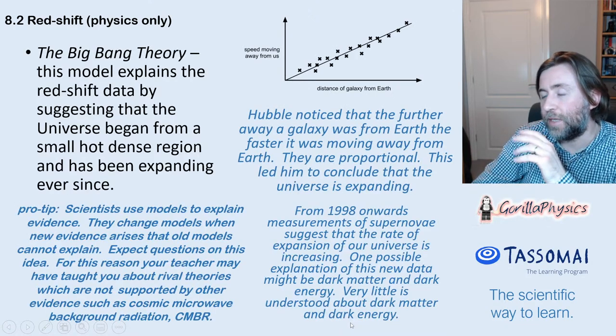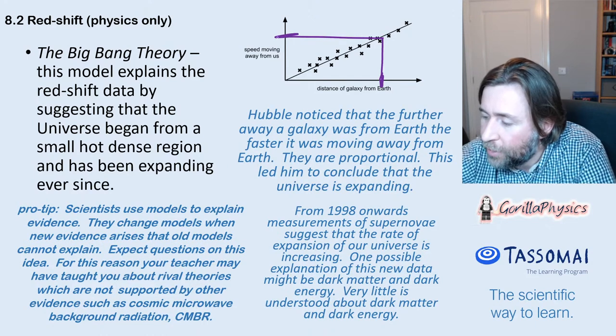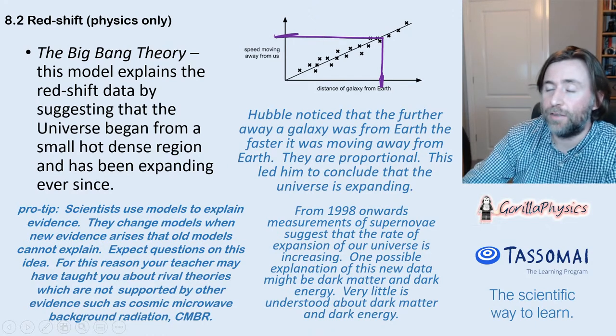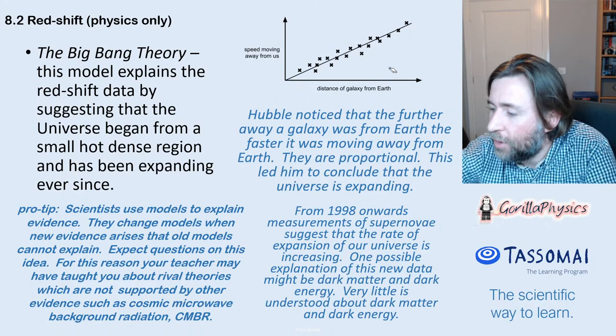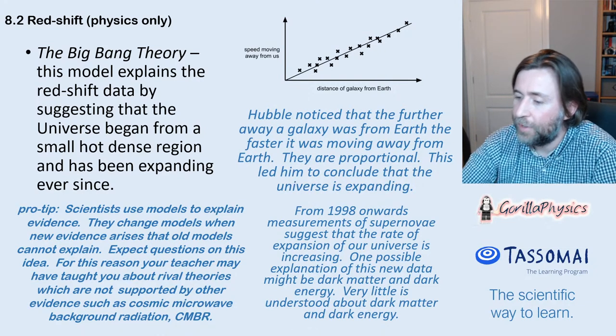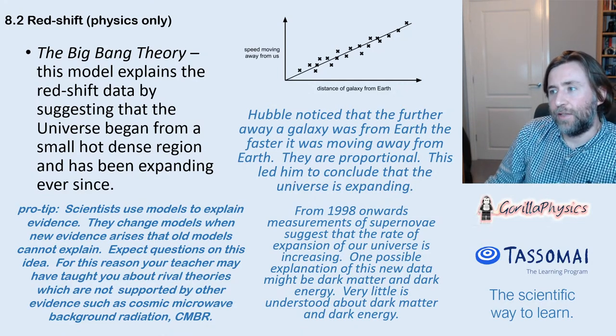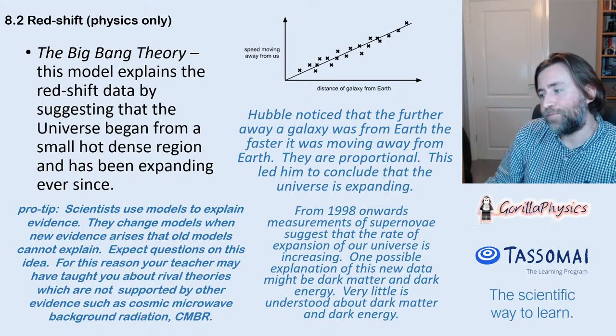And Hubble noticed that actually the further away a galaxy was, distance of the galaxy from Earth, the more redshifted the light was. So the faster it was moving away from Earth. So Hubble's law just states that the distance is proportional to the speed away from us. And that is good evidence for the Big Bang Theory, which is the idea that the universe started from this hot, dense point and has been expanding ever since.